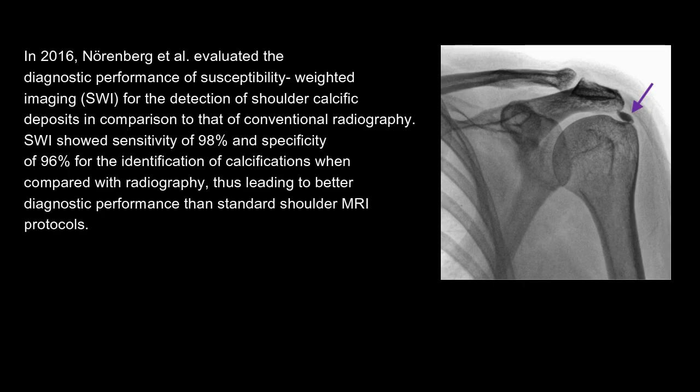In 2016, Nuremberg et al. evaluated the diagnostic performance of susceptibility-weighted imaging (SWI) for the detection of shoulder calcific deposits in comparison to that of conventional radiography. SWI showed sensitivity of 98% and specificity of 96% for the identification of calcifications when compared with radiography, thus leading to better diagnostic performance than standard shoulder MRI protocols.